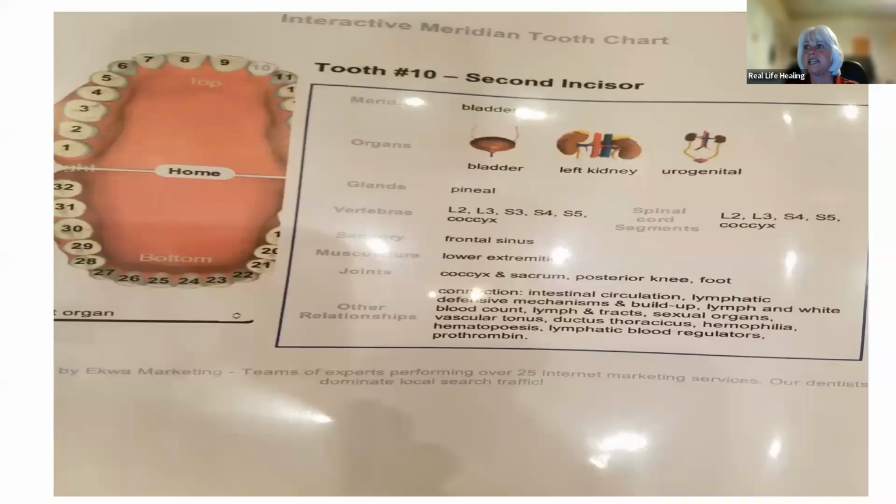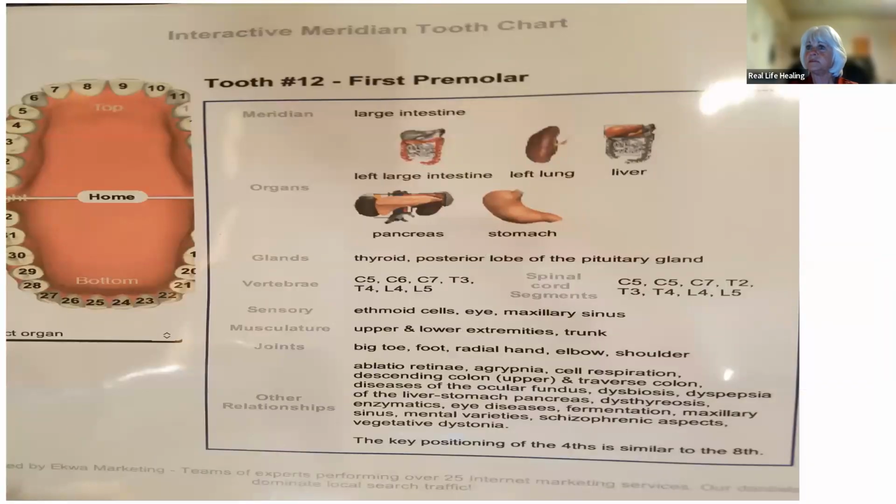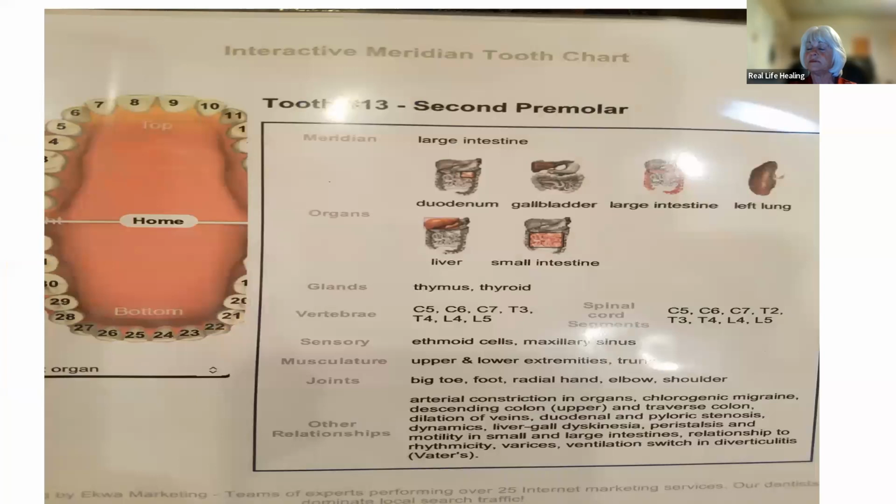So we go clear around to 10. You can kind of see some of those that are going in there. Again, the 11 is your heart, bile ducts, left liver, vertebrae, T9 and T10. Wow, T8. So your sensory is your eyes, hip, knee, foot. Clear around to 12. 13, small intestines, big toe, foot, elbow, shoulder, hand.